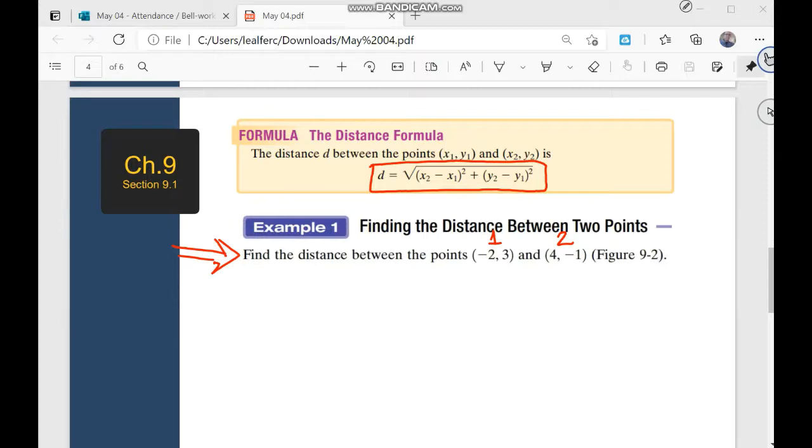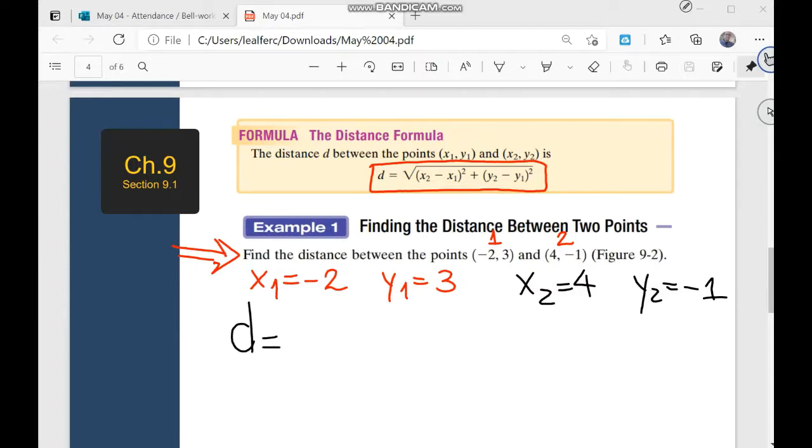How to solve it? First, let's write down here x1 equals -2, and y1 equals 3. Now let's write the next point: x2 equals 4, and y2 equals -1. Okay, so we have x1, y1, x2, and y2. Now bring the formula. D equals square root. The first thing we have in the formula, x2, which equals 4, minus x1, and x1 equals -2. Be careful with the sign.